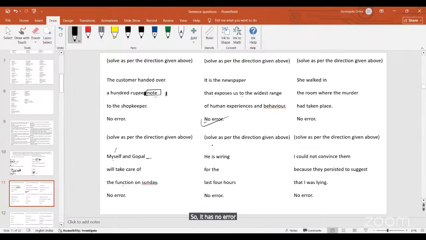Now, he is writing for the last 4 hours.